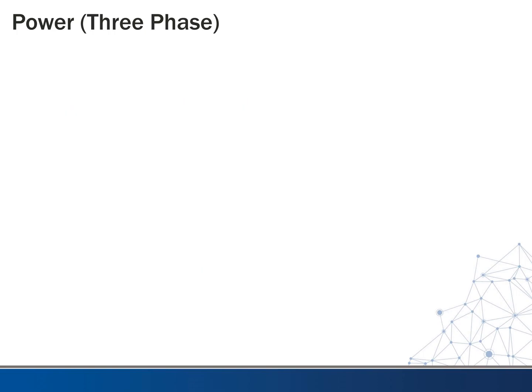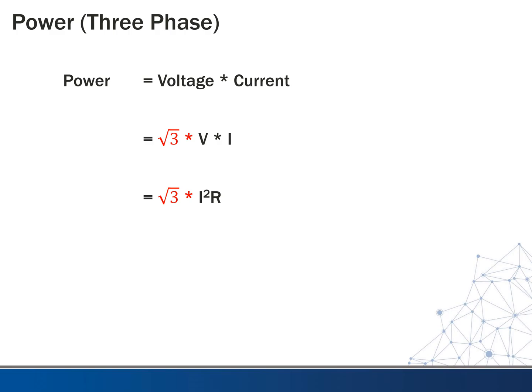Now when we go to three-phase, we're not going to show the reason why for this mathematically, but we will see that the power here is also the voltage times the current, but we also have to include a multiplication factor of the square root of 3. So just as before, voltage times current times the square root of 3, and then again using the Ohm's law identity, we have square root of 3 times I squared R and square root of 3 times the voltage squared over the resistance.